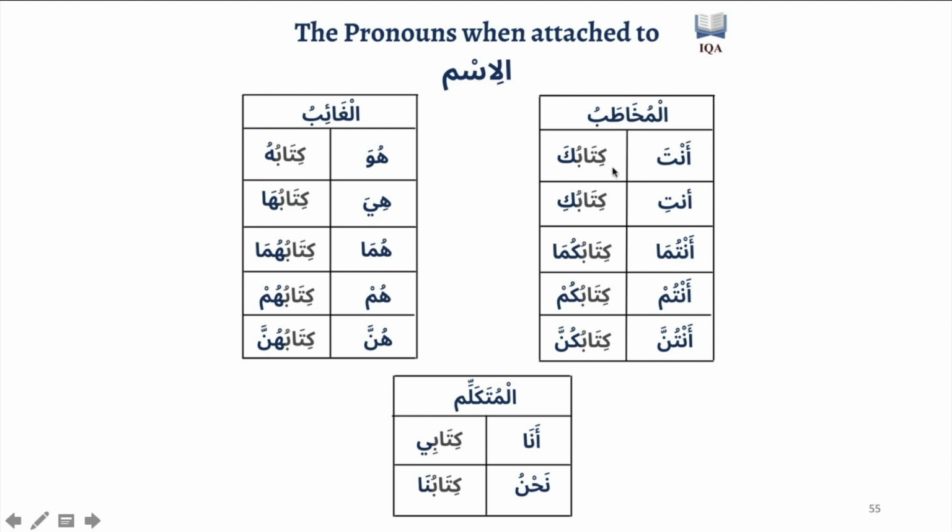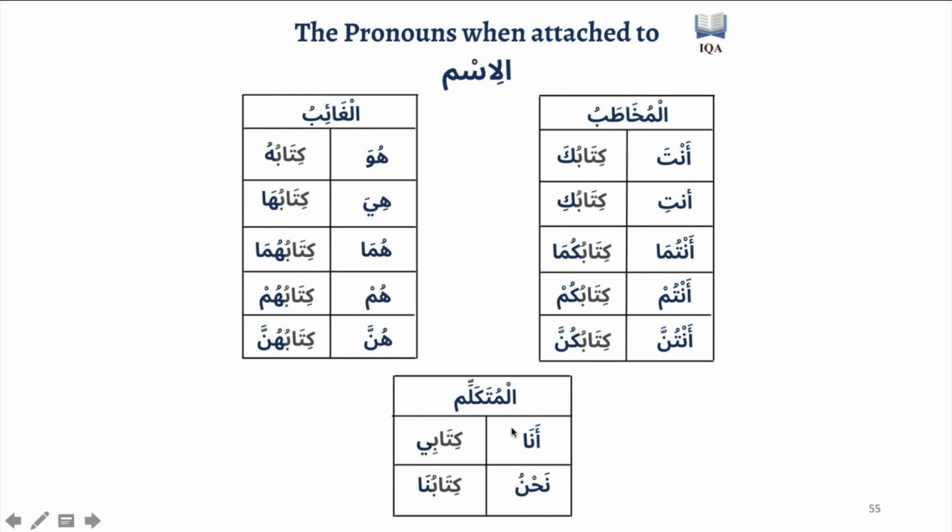For the second person, al-mukhatab: anta becomes ka, kitabuka, your book. Anti becomes ki, kitabuki, your book, feminine. Antuma becomes kuma, kitabukuma, your two books. Antum becomes kum, so kitabukum, your book, like dinukum, your religion, plural masculine. Antunna becomes kunna, so kitabukunna, your book, feminine plural.